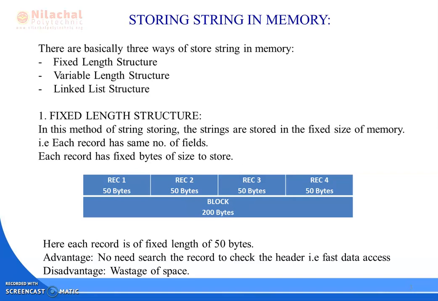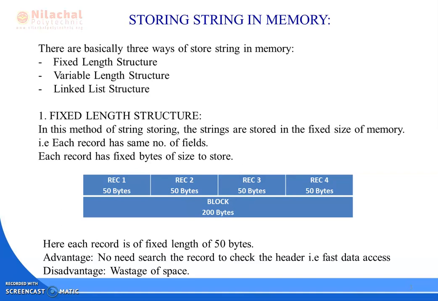Each record must have the same number of fields. That is, record 1 will contain the record of student 1, or the student of roll number 1. Record 2 will contain the record of the student of roll number 2. Similarly, record 1 will have the same number of fields as record 2, as record 3, and so on. If record 1 has the name, the roll number and the address of the student, similarly records 2, 3, 4, and any more records will also have the same fields of name, roll number and address. So finally, a fixed length structure is a structure in which the strings are stored in a fixed size of memory.